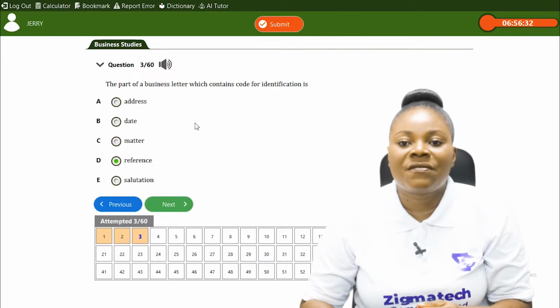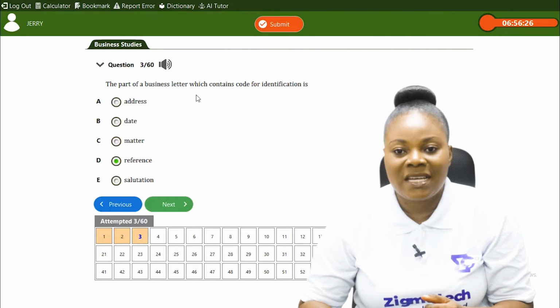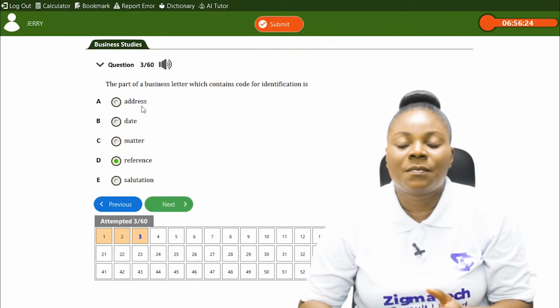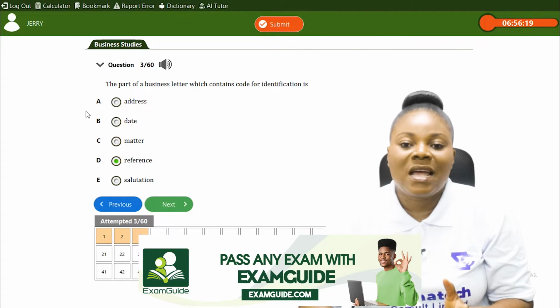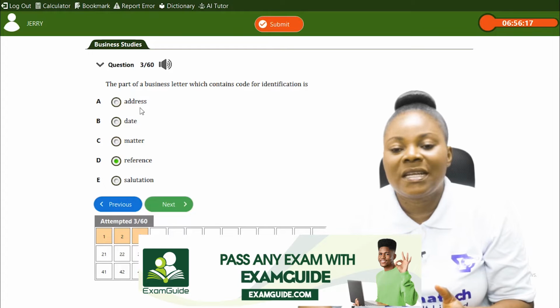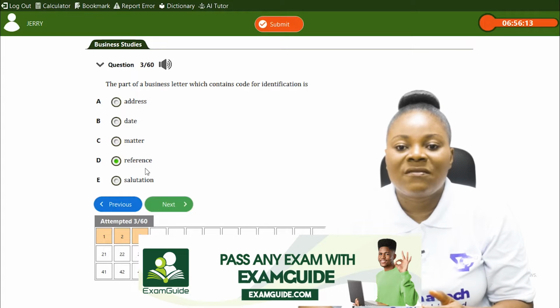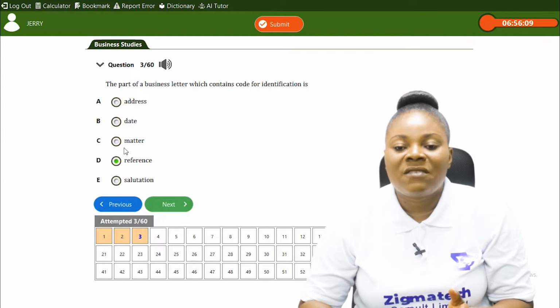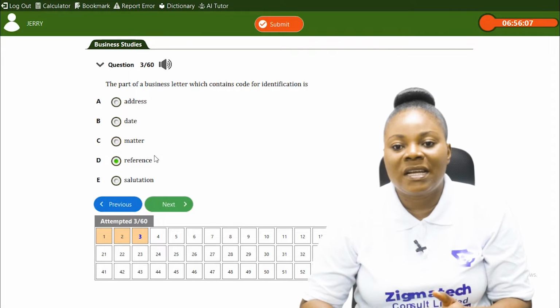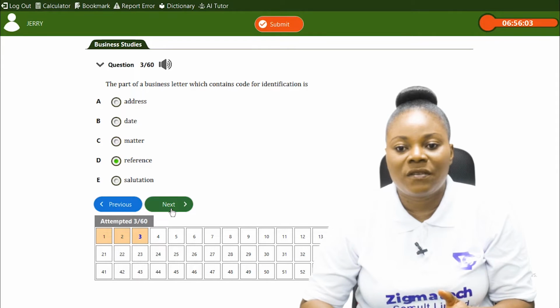Some letters have reference numbers, and the essence of having the reference number is for easy identification of the letter. We have 2 addresses in the business letter: the address of the company and the address of the sender of the letter. We have date. We have a salutation or complimentary close. We have the subject matter of the letter. So the one that contains the code for identification is the reference.